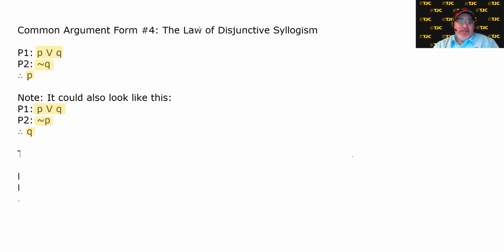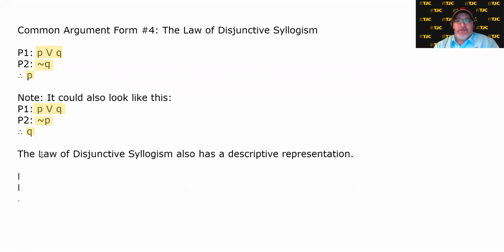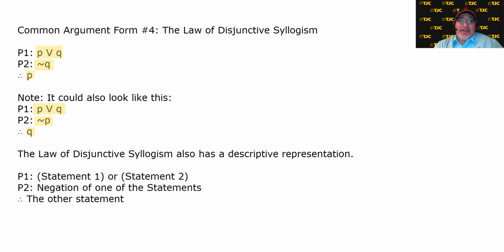In fact, the descriptive representation of the law of disjunctive syllogism gets at that, where the first premise is a disjunction of two statements, one statement or another. The second premise is the negation of one of the statements. It doesn't say which one, either the first or the second. And your conclusion is the other statement. So this or that, but not this one. Oh, well, then it must be that one.